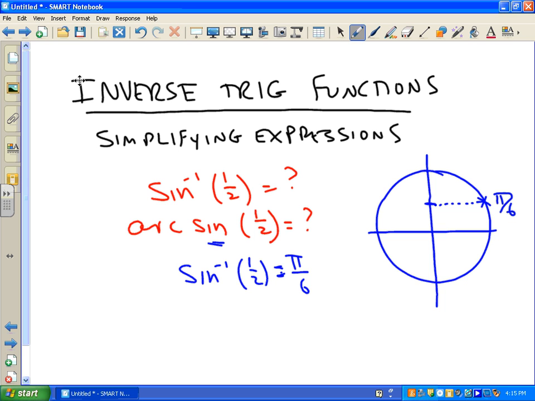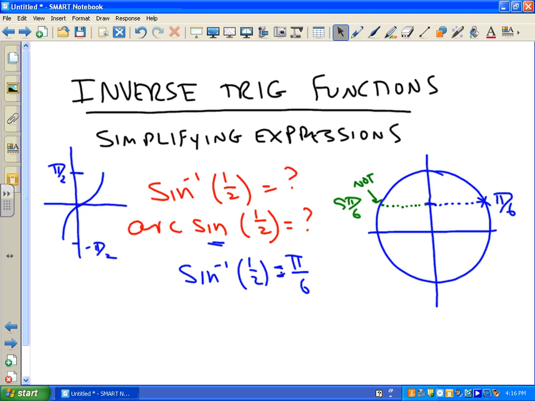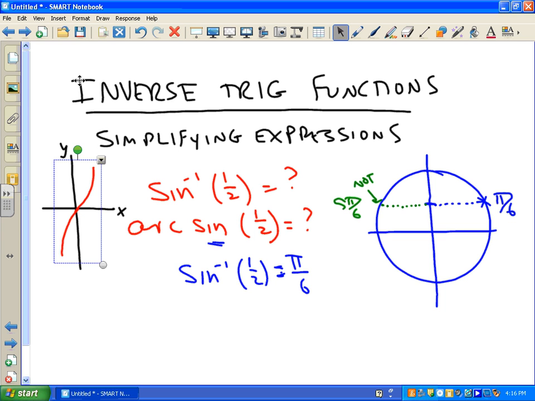And remember, because of the domain and range considerations, we will not choose 5 pi over 6, because the graph of the arc sine, as we saw in the previous lesson, goes up only to pi over 2 and down to negative pi over 2. Just that portion. Let's draw that graph a little bit prettier so that it goes through the origin. Here's our xy axis, and the sine inverse graph comes up and comes down. How about right there? Okay.